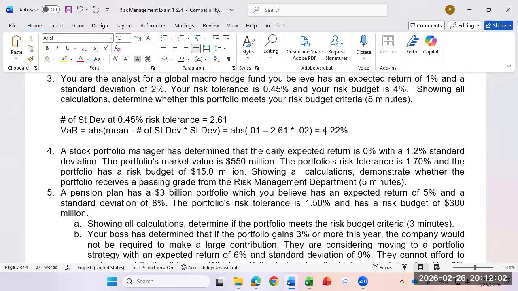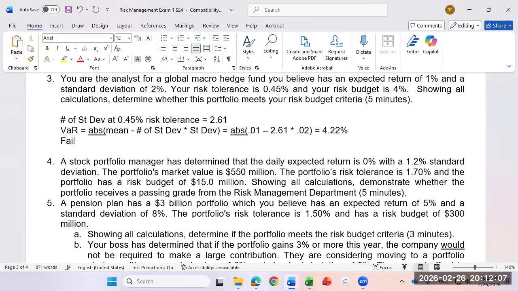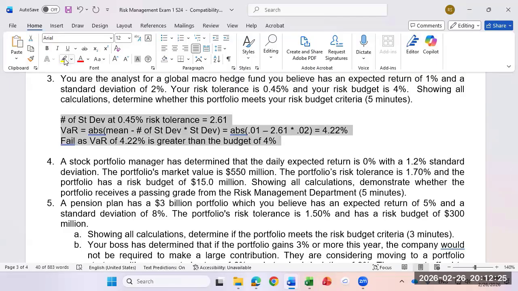All right. But their budget's in percent, so that helps. They fail as the VAR of 4.22% is greater than a budget of 4%. Pretty simple, very simple problem. Most students do get these right.